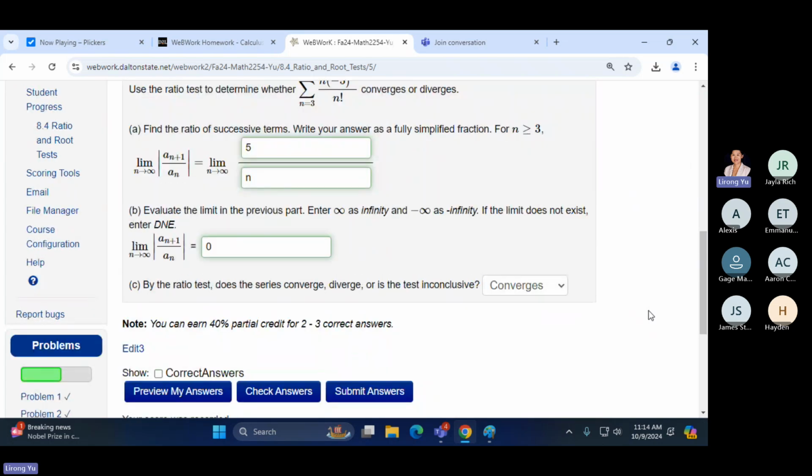Any other homework question? So if there's no problem, we're going to continue where we left off yesterday about the alternating series.